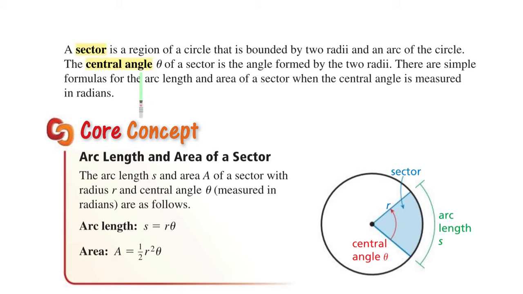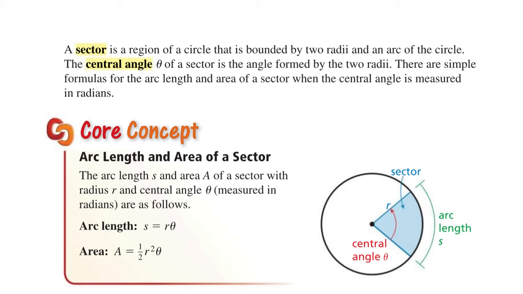Another thing is that the central angle theta of a sector is the angle formed by the two radii. So this right here is my central angle. We know that the arc length measured in degrees is going to be the same as the central angle. But if we measure in any other unit, say inches, feet, meters, then we use the formula arc length S equals the radius times theta. And to find the area of that sector, we use 1/2 r squared times theta.